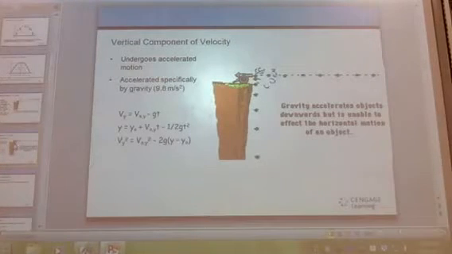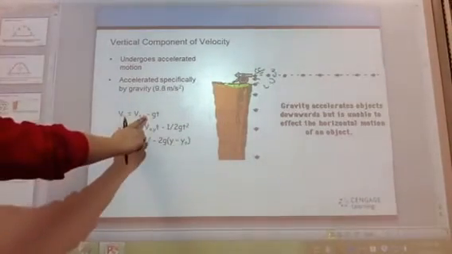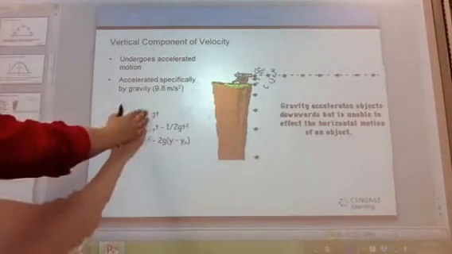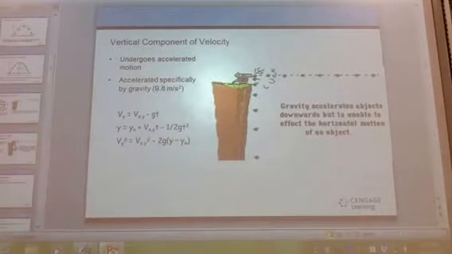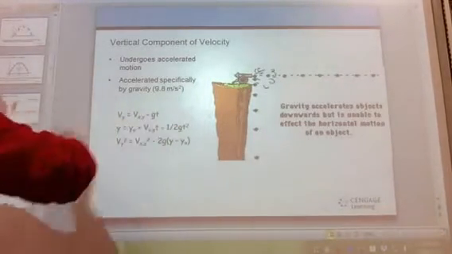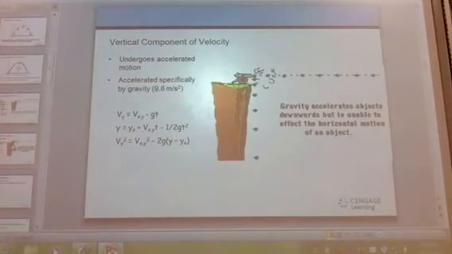So g is something new in our kinematics. The other difference is I have these minus signs. That's because gravity is directed downward, so it's going to be a negative g. I need to account for that in my kinematic equations. And we do that by just saying minus gt, minus 1/2 gt squared, minus 2g times the displacement of y.